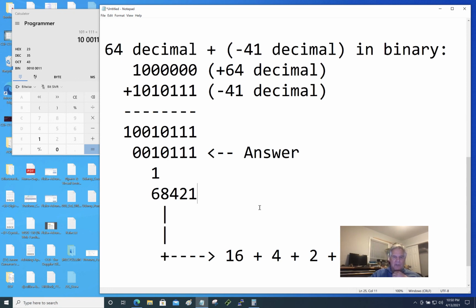We're going to look a little more at binary bit fields and see how we can use those in microcontrollers.